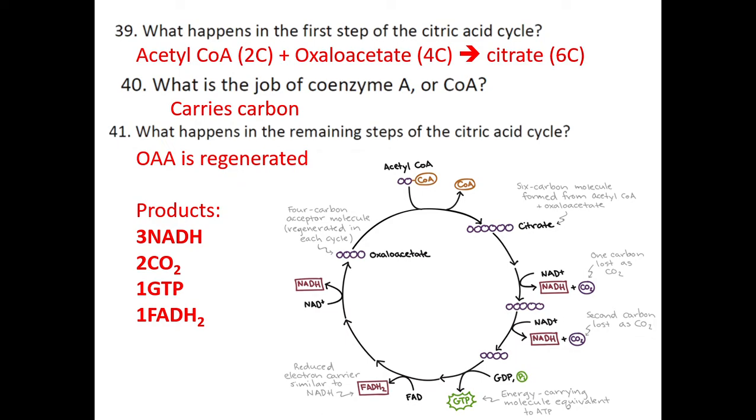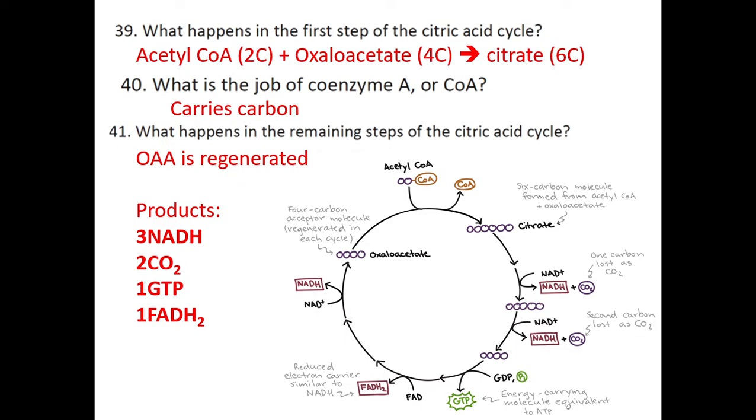All right, what you need to know here are the products of the TCA pathway. The products are 3 NADH, 2 CO2, 1 GTP, and 1 FADH2. GTP is the same as ATP, so you can consider GTP as ATP. So here we do have an energy molecule generated. NADH and FADH2 will be used in the last process, the ETC, electron transport chain, to get more ATP. We're going to talk about that later.